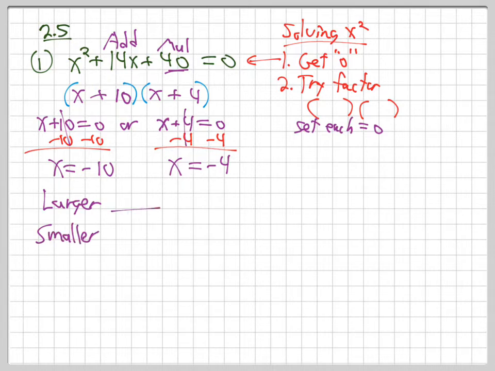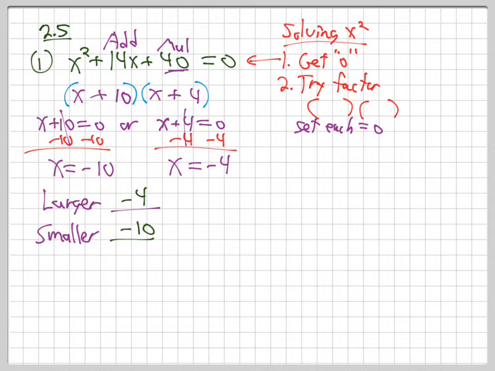All right, so which one do we put first? Good job. It's the negative 4 that's actually larger because it's less negative. And then the negative 10. Those are the two answers to that equation. That good? All right, let's go on.